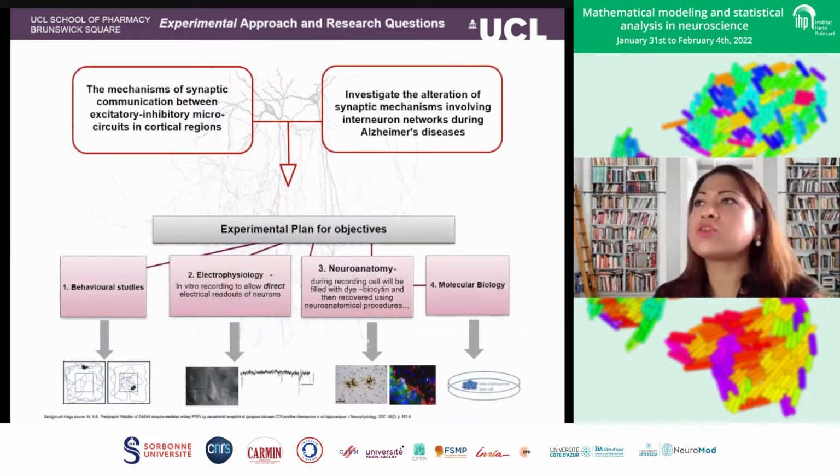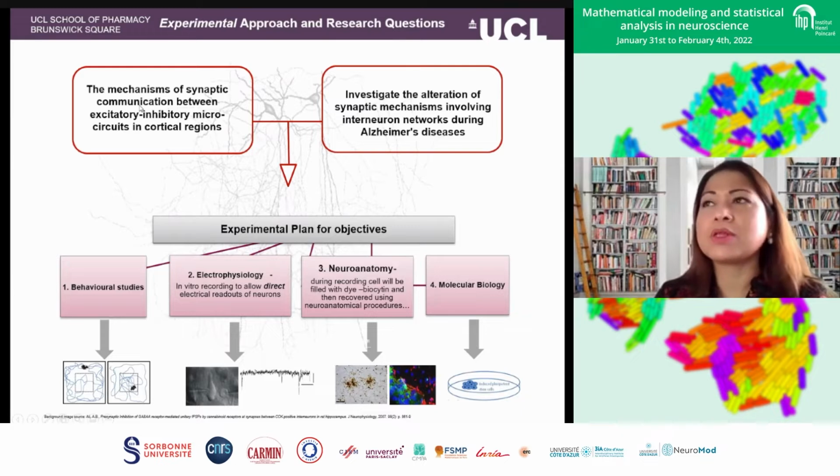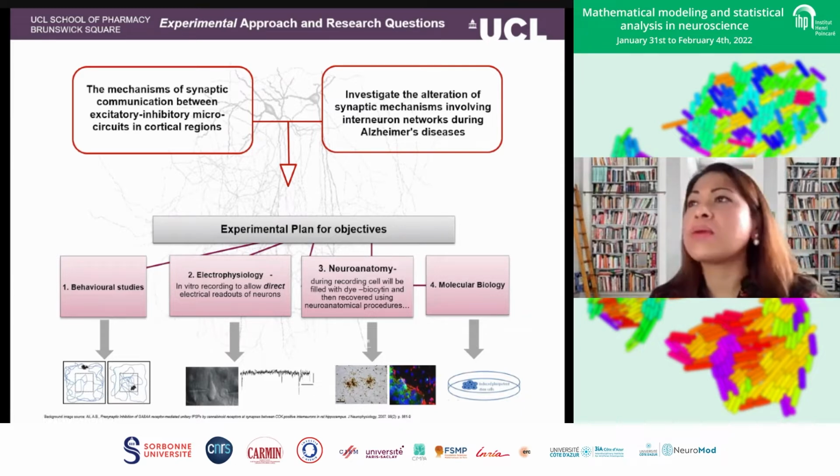The main question I'm going to be focusing on today is, first of all, the mechanisms of synaptic communication between the excitatory and inhibitory microcircuitry in cortical regions, in particular the hippocampus. And as you know, the hippocampus is very important for memory and learning. It's one of the first regions to be affected in neurodegeneration such as Alzheimer's disease. So we will then jump to the second aspect, investigating the alteration of the synaptic mechanisms that I will discuss in Alzheimer's disease.